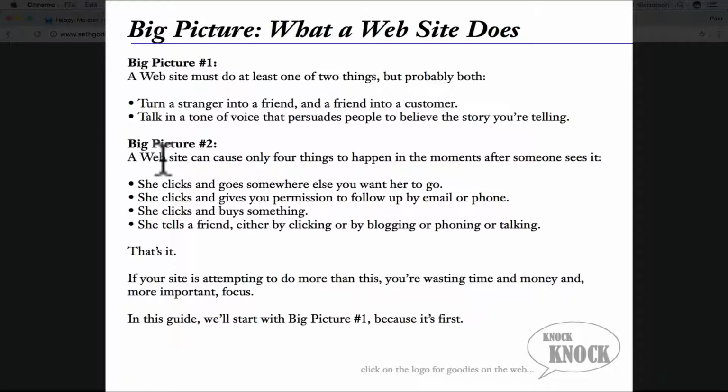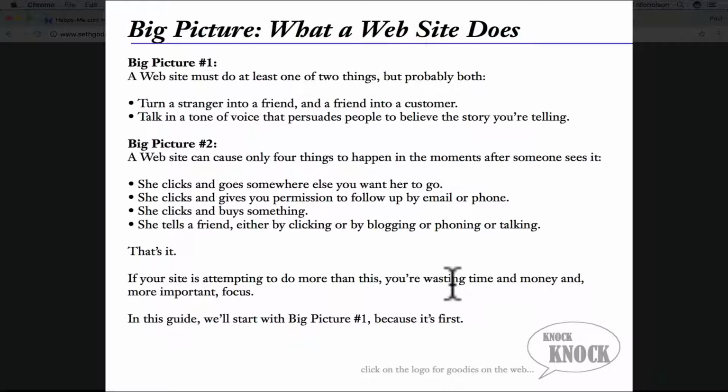Big picture number two, a website can cause only four things to happen in the moments after someone sees it. She clicks and goes somewhere else you want her to go. She clicks and gives you permission to follow up by email or phone. She clicks and buys something. She tells a friend, either by clicking or blogging or phoning or talking. So that's it. Attempting to do more than this, you're wasting time and money and, more important, focus.